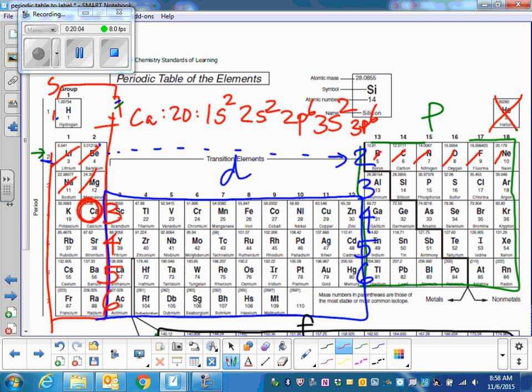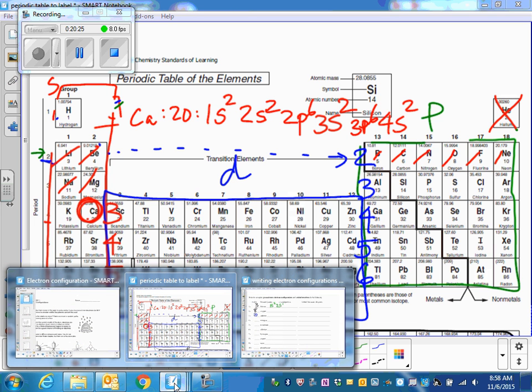3p6 and 4s2. Do I need to continue or should I stop? Stop. Okay, good. Everybody understood it? Everybody understood electron configuration? All right. Any questions, anybody? Yes, Mustafa.